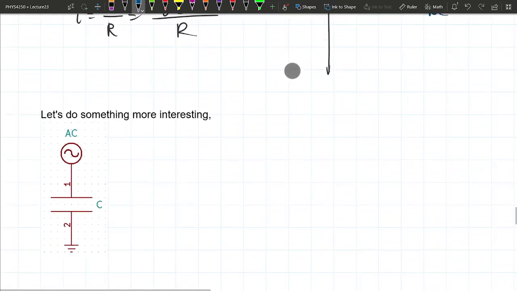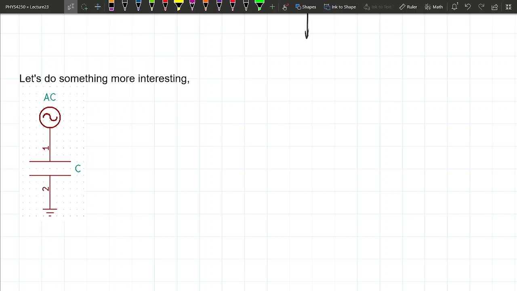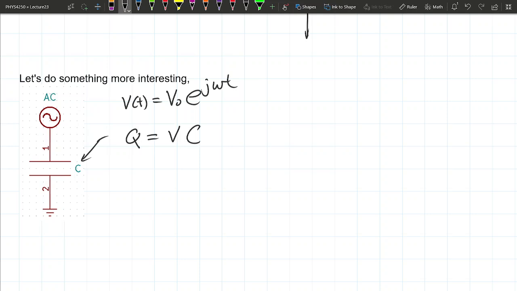All right, let's do something a little bit more interesting. A capacitor. Pretty simple. Once again, the voltage is going to be the same thing. It depends on time and has the magnitude. I'm going to write it as e to the j omega t once again. To figure out how the current behaves on a capacitor, the only equation I know about a capacitor is that the charge on the capacitor is equal to the voltage on that capacitor times the capacitance.